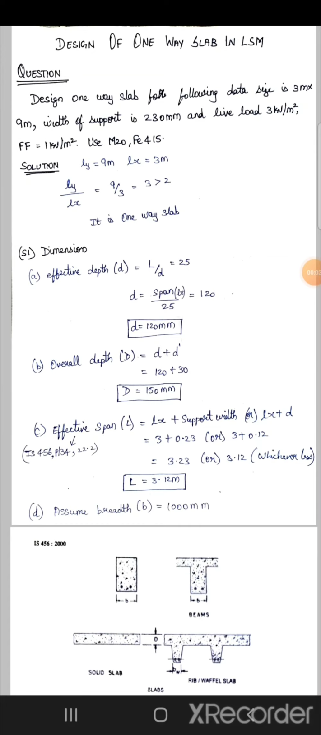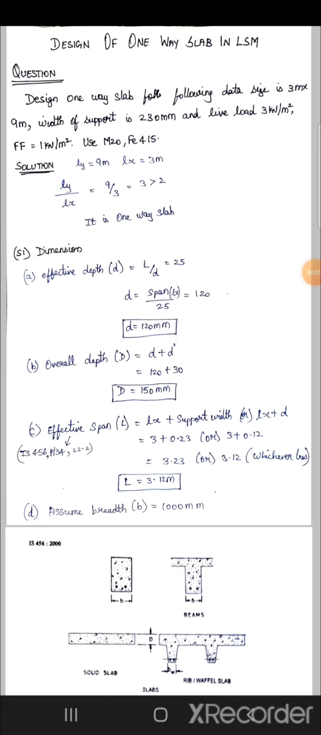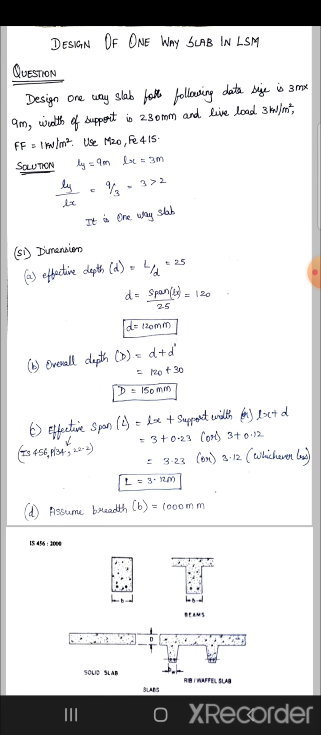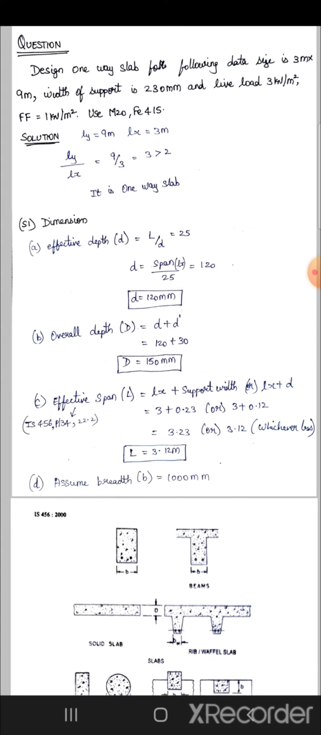Hello friends, in this video we are going to see design of one-way slab in limit state method. Question is, design one-way slab for following data: size 3 meter into 9 meter, width of support is 230 mm, live load 3 kN per meter square, floor finish 1 kN per meter square, use M20 and FE415.